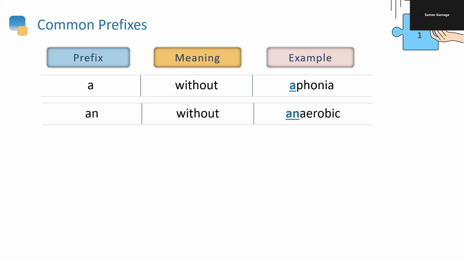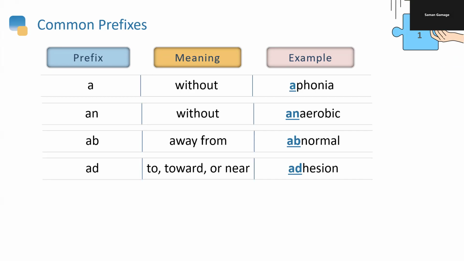An means without. Anaerobic, without air, without oxygen. Ab is a prefix giving the meaning of away from. Abnormal, which is not normal, away from the normality.